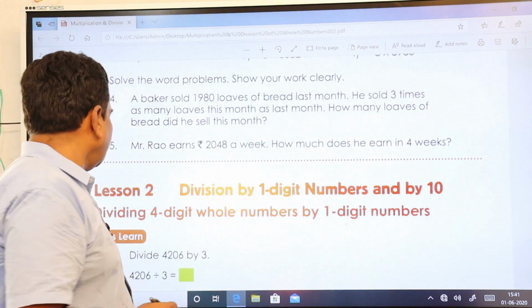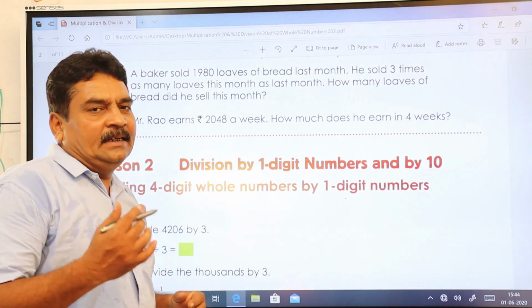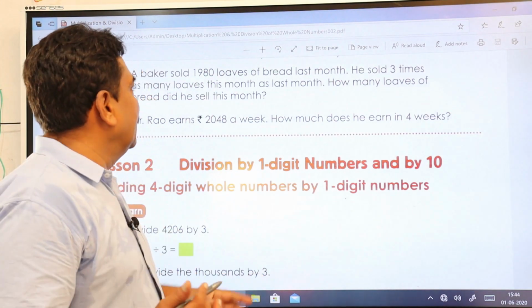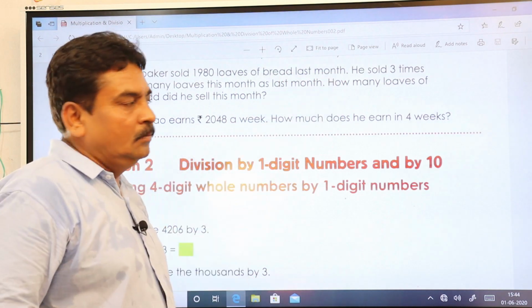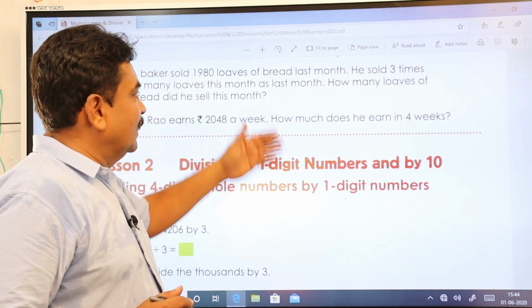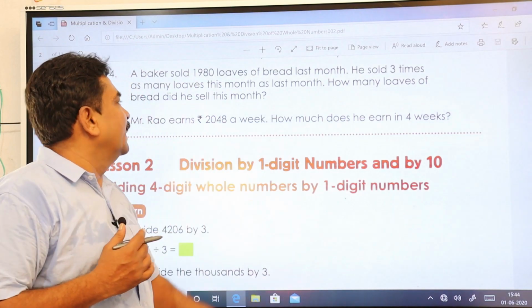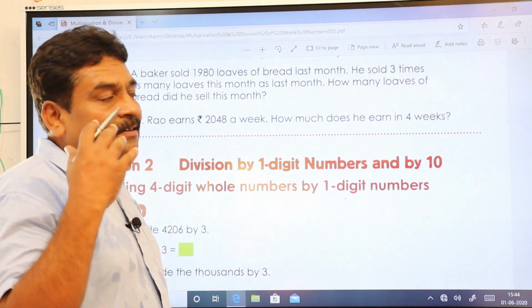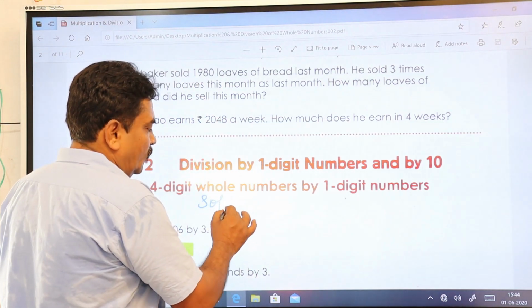We'll see. A baker sold 1980 loaves of bread last month. He sold 3 times more loaves this month. How many loaves of bread did he sell this month? So, statement, you have to write down, then solution.